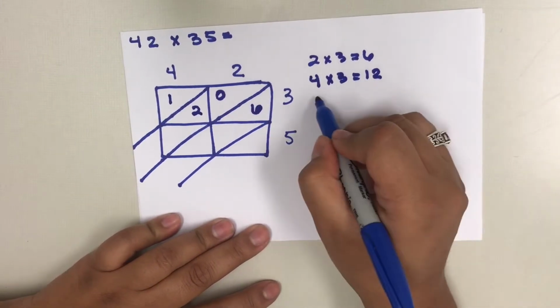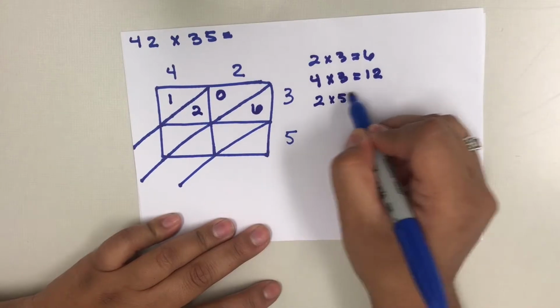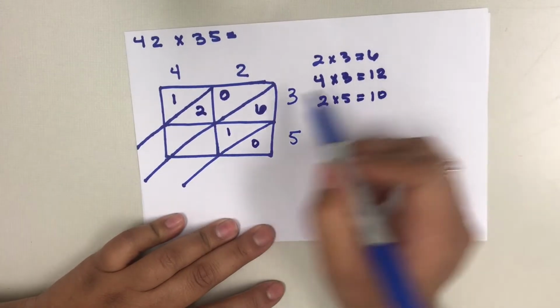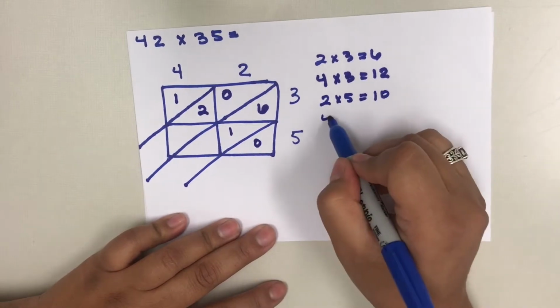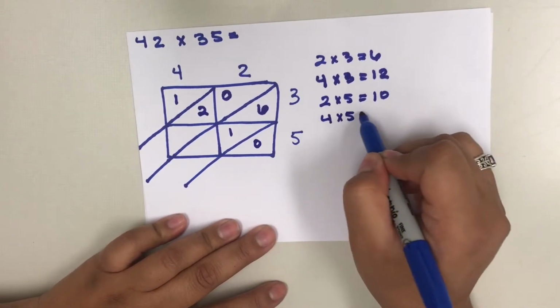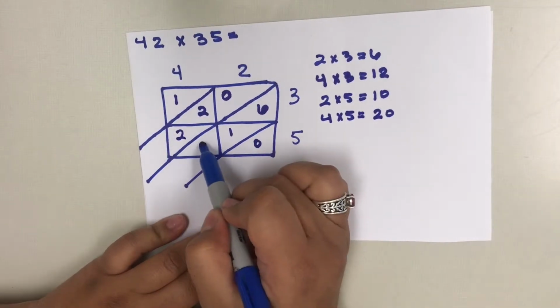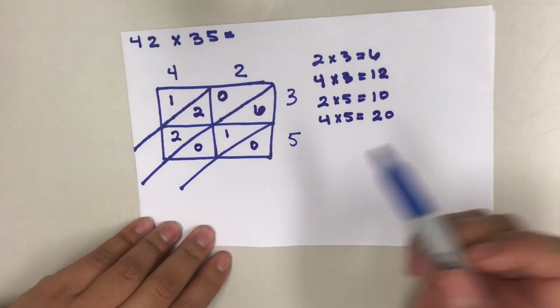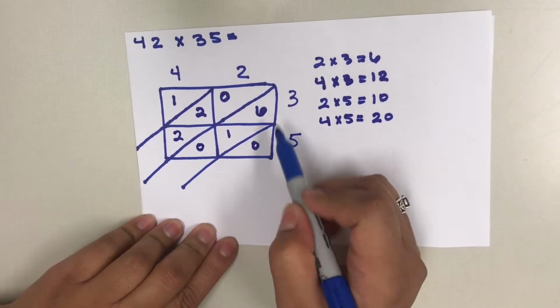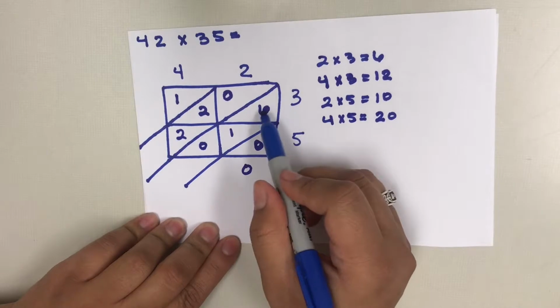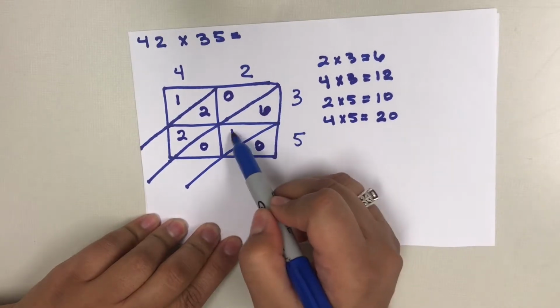Next is 2 times 5. 2 times 5 equals 10. Next is 4 times 5. 4 times 5 equals 20. So we're done with your multiplication. Now we add. So you add your ones place. It's a 0. So you just bring down your 0. We go to the tens place. 6 plus 1 is 7.